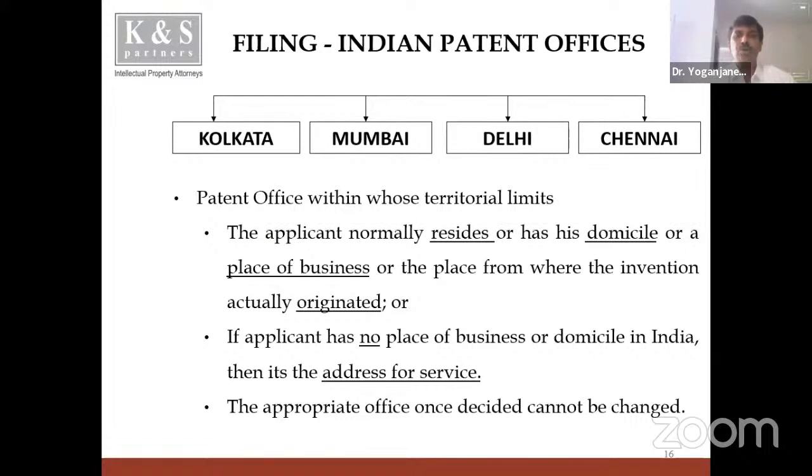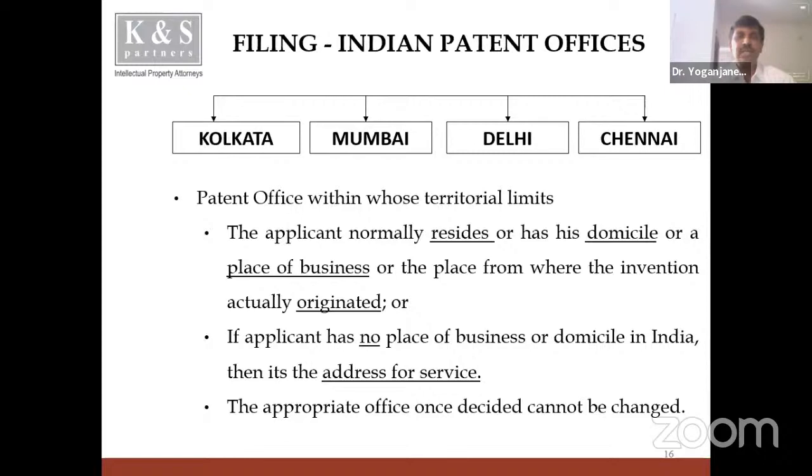So how to choose the patent office while filing this patent application? It depends upon where the applicant normally resides, or his domicile, or a place of business, or the place from where the invention actually originated. So these criteria will let the applicant decide through which patent office he has to file the patent application. If the applicant has no place of business or domicile in India, then it's the address for service. Which means that the patent agent's address will be considered as the address for service. Accordingly, the patent can be filed to that patent office.